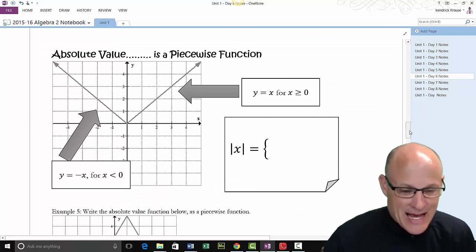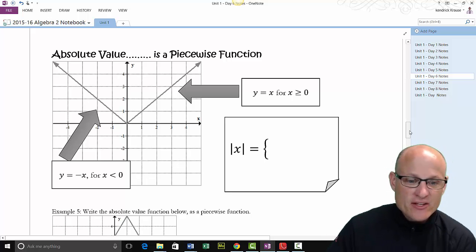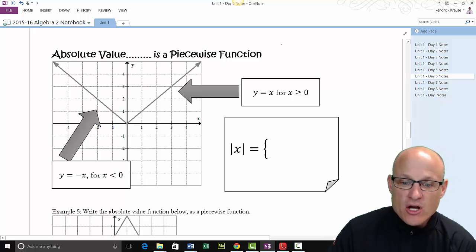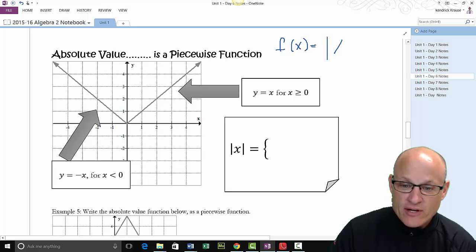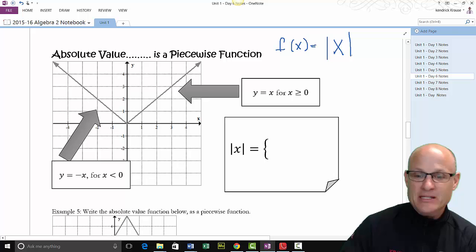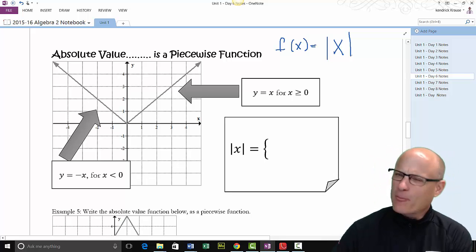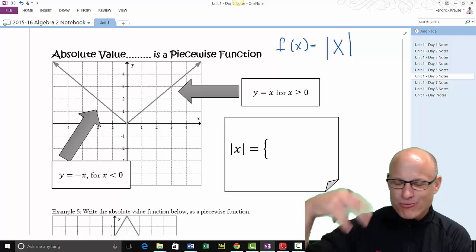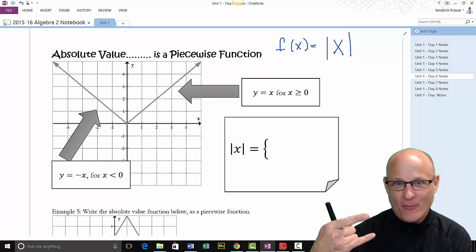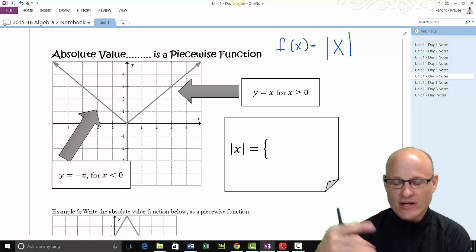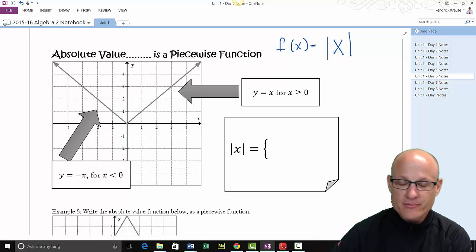Now, wait a second. I know this function. This function is the function f of x equals the absolute value of x. So are you telling me that I can rewrite an absolute value function as a piecewise function? Bro, that's awesome. Okay, it's not really. So if you thought it was awesome, it's not. It's not really cool. It's just weird.